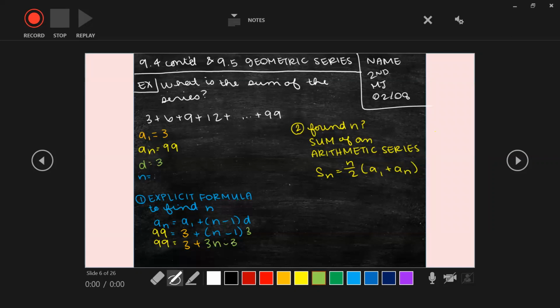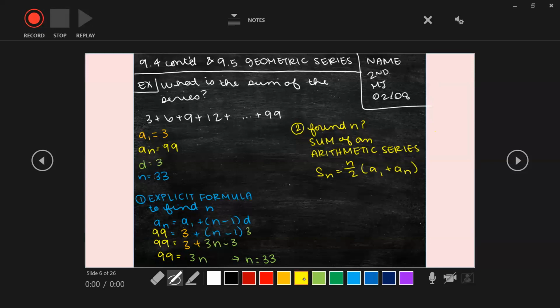Got it. All right, so we're going to simplify this. So we have 99 is equal to 3n since those 3's cancel out. So we're going to find that our n is equal to 33. So that is equal to 33.